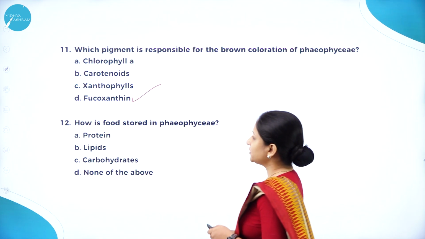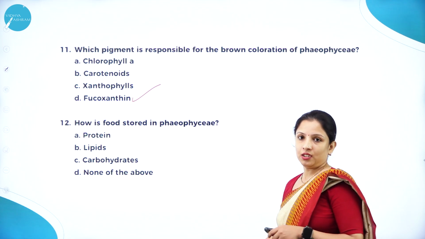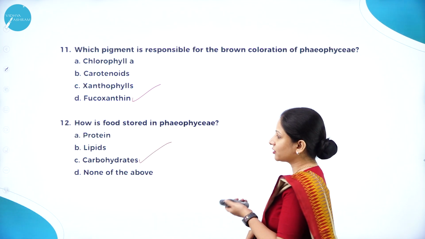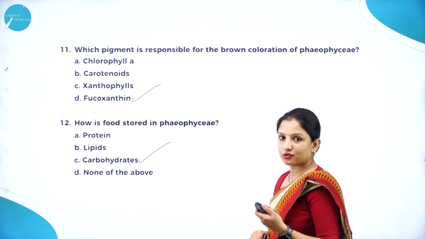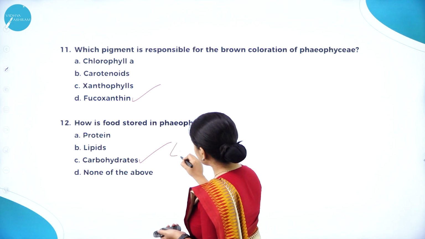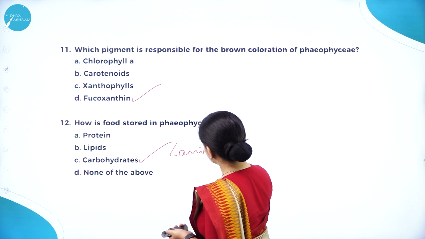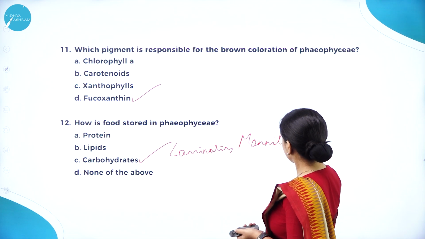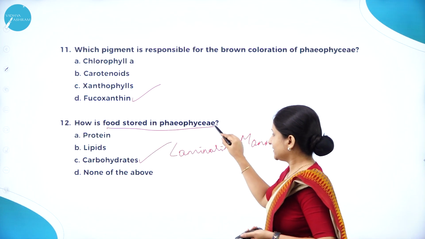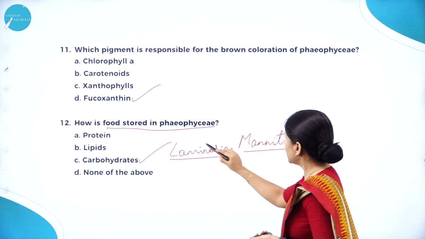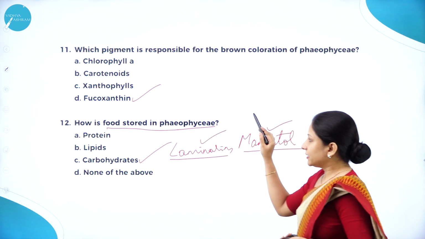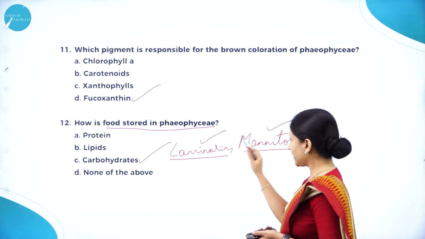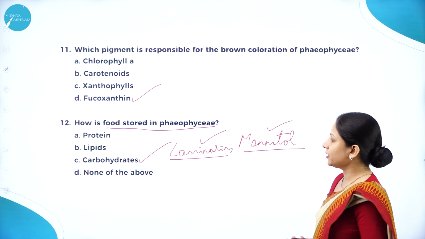Next question. How is food stored in Phaeophyceae, that is in brown algae? So, it is stored in the form of complex carbohydrates. It's not in the form of proteins, lipids or anything else, but it is complex carbohydrate, or they can give the option as laminarin or mannitol. Whenever you find food stored in Phaeophyceae, and the option is laminarin and mannitol, that also you can mark because they are stored in the form of complex carbohydrates such as laminarin and mannitol. So that option also can be given.